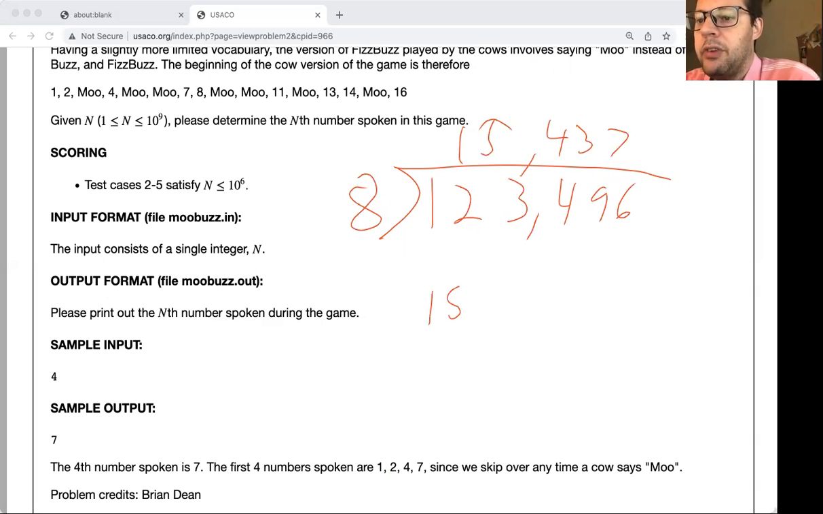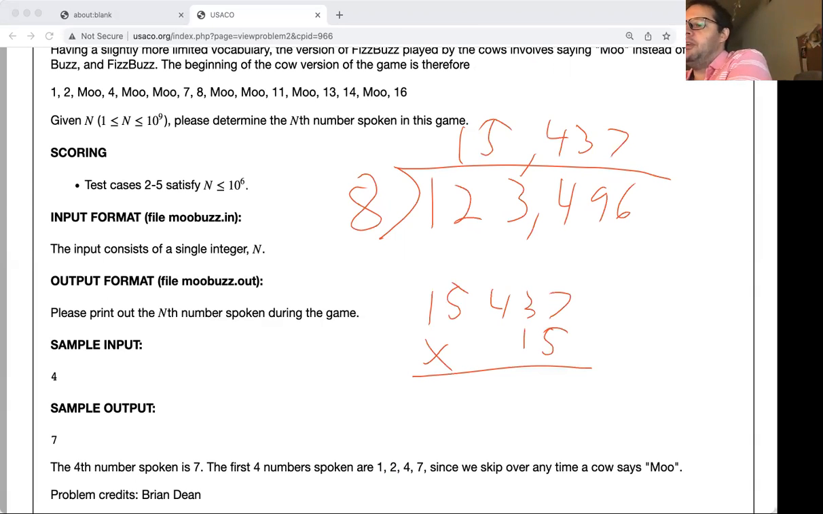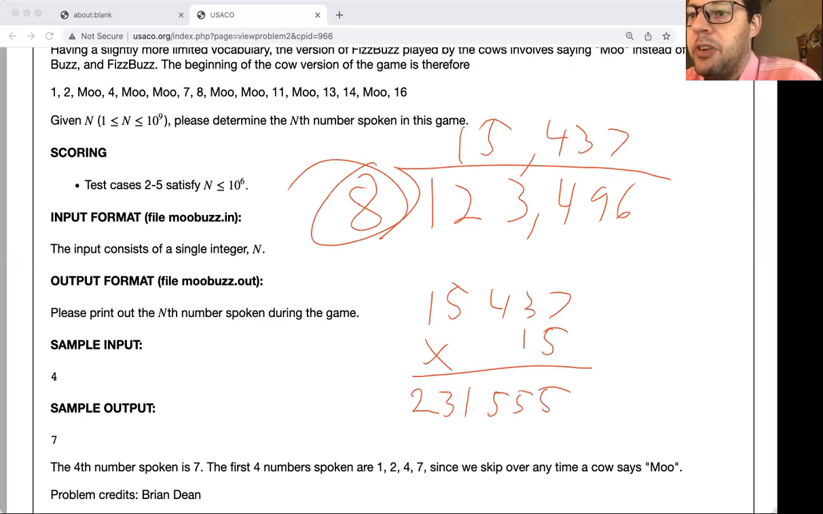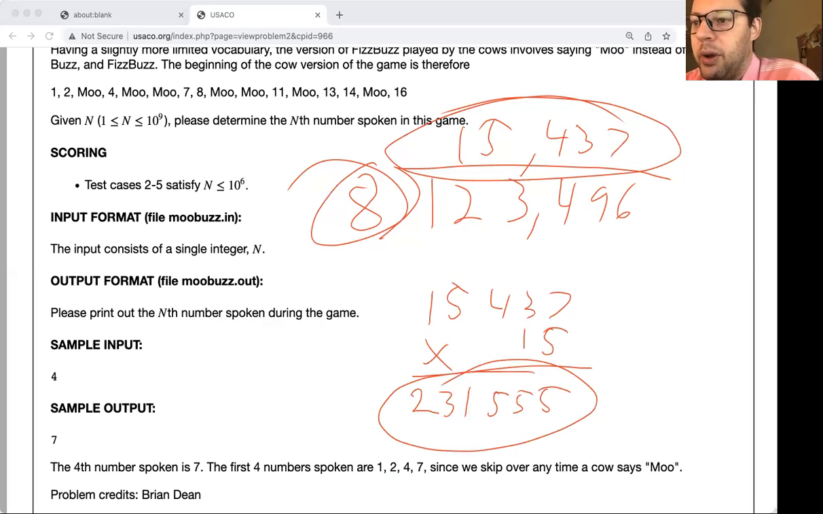So 15,437 sets with 15 numbers per set. We're going to multiply that. That's going to be 15,437 times 15. This is going to give me 231,555. So if I skip this many sets, 15,437, then I will be at number 231,555.